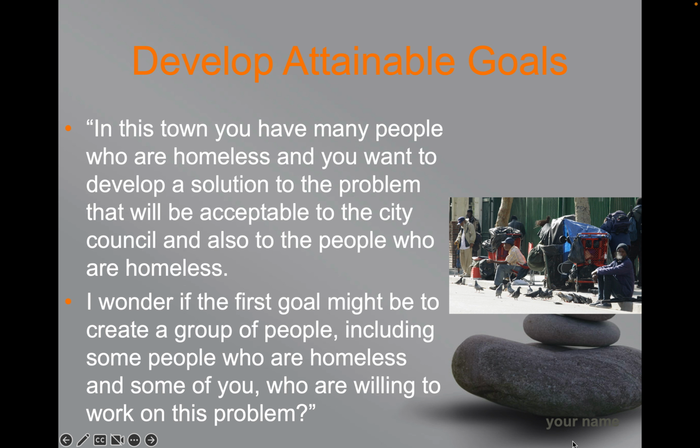In this town, you have many people who are homeless, and you want to develop a solution to the problem that will be acceptable to the city council and also to the people who are homeless. I wonder if the first goal might be to create a group of people, including some people who are homeless and some of you who are willing to work on this problem.